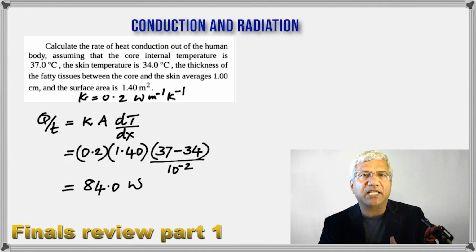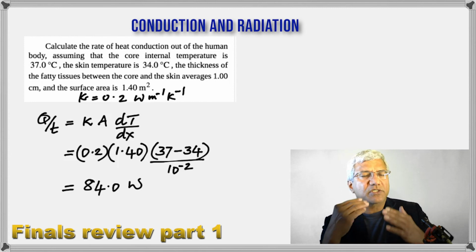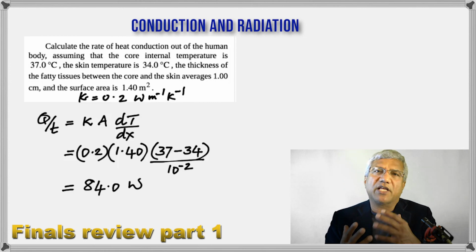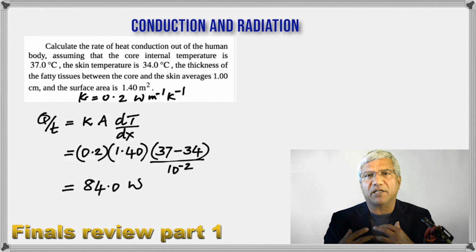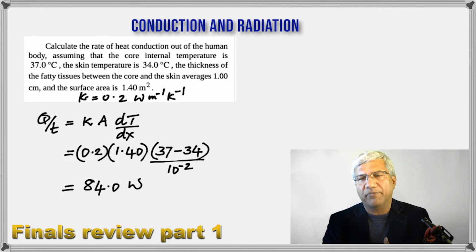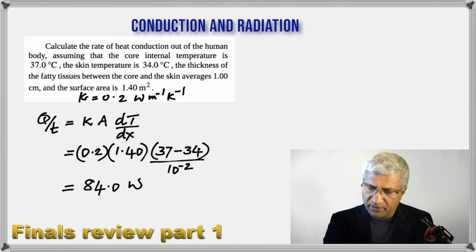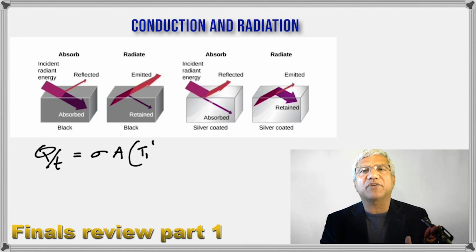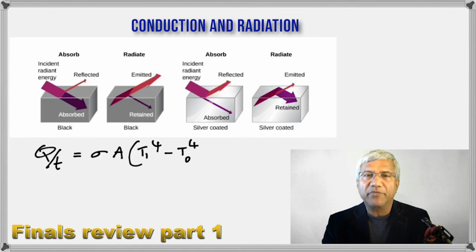So every second, 84 joules is being lost to the skin from the inside of the body. And that's why, in order to maintain the temperature constant, we have to eat food. A part of the food that we eat is, of course, used to maintain the high temperature inside the core. Okay, it's understood. So here is another form of transfer of heat, which is radiation.